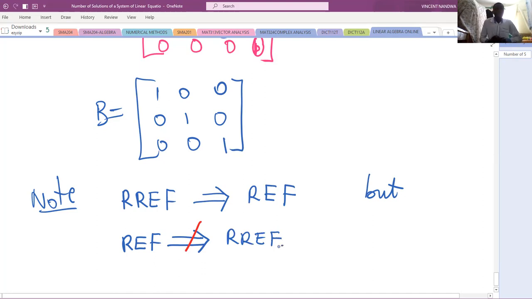Good. So that's how you specify matrices in row echelon form and reduced row echelon form, and you can always give some known examples. In the next video, we'll be describing the second method of solving systems of linear equations, the Gaussian elimination method. Thank you.